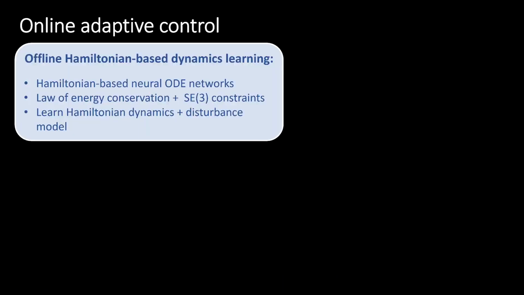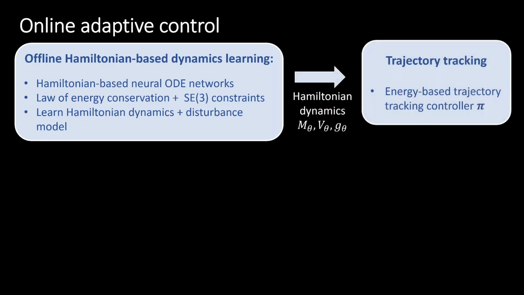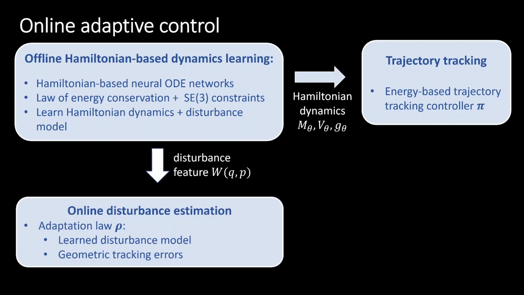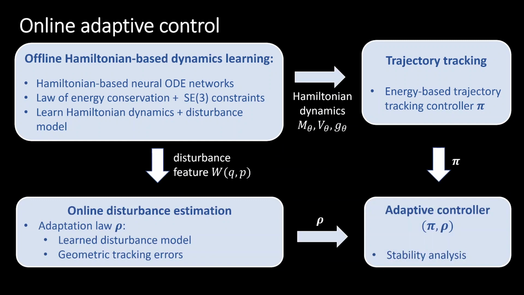In the online adaptive control stage, the learned Hamiltonian dynamics parameter theta is used to design a trajectory tracking controller pi from an energy-based perspective. The disturbance parameter phi is used to develop an adaptation law rho that estimates the disturbance online. And then we combine pi and rho to create an adaptive control with stability analysis provided in the paper.